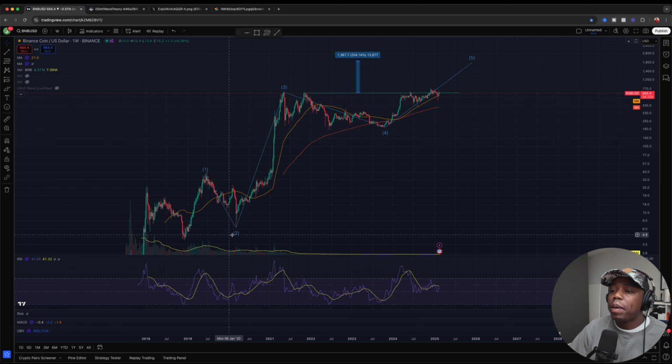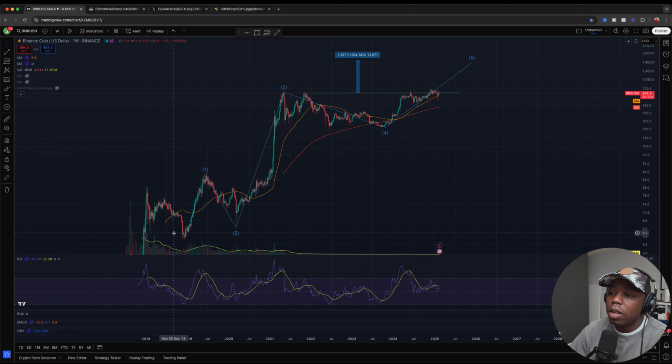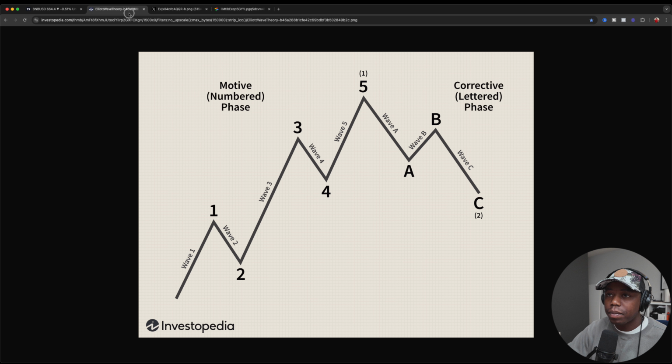And speaking of patterns, you can see that I have a couple of things on the chart. I've got this 1, 2, 3, 4, and 5. If you're not sure what that is, it's an Elliott wave count. It's a part of Elliott wave theory. So let me explain one of the most basic Elliott wave patterns. This is a textbook example of what an Elliott wave pattern looks like.